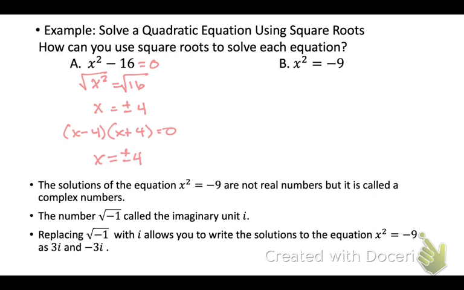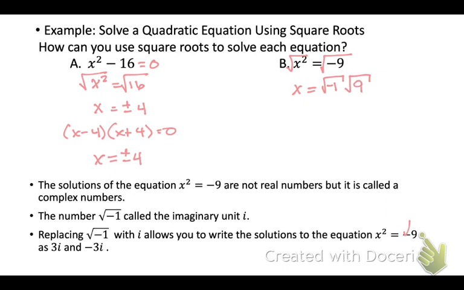Okay, what about b? X squared equals negative 9. Take the square root. X equals... What's the problem? That's a negative. Have you always been told you can't take an even root of a negative number? Yes, until today. Okay, so what we have here is the square root of negative 1 times the square root of 9.